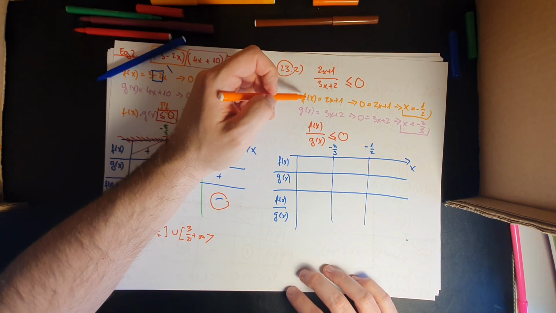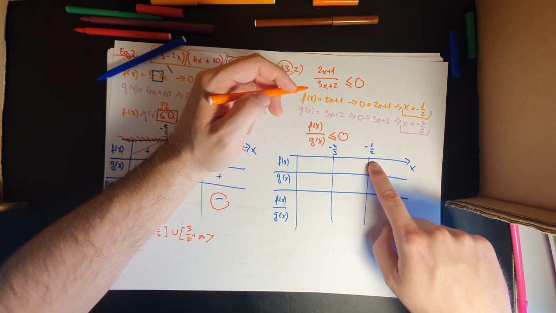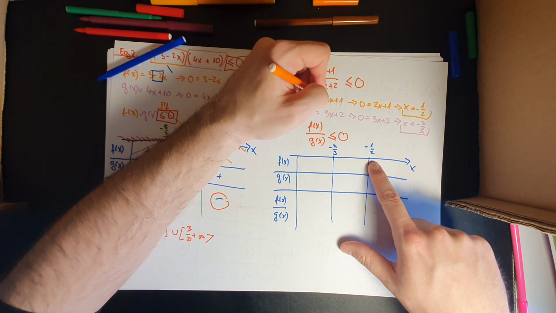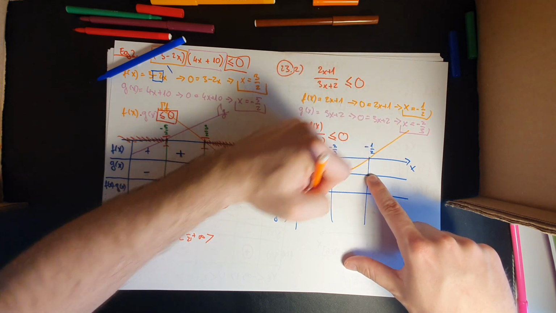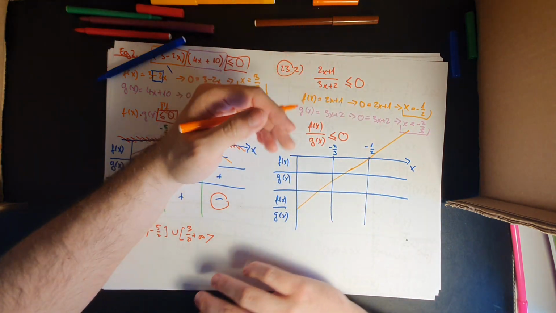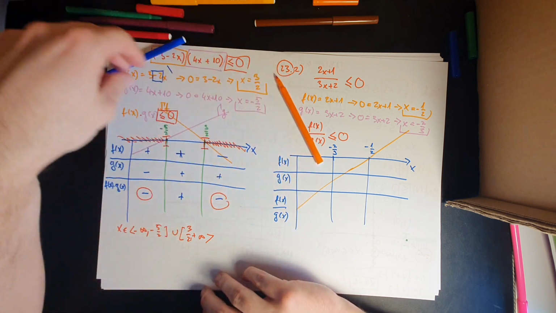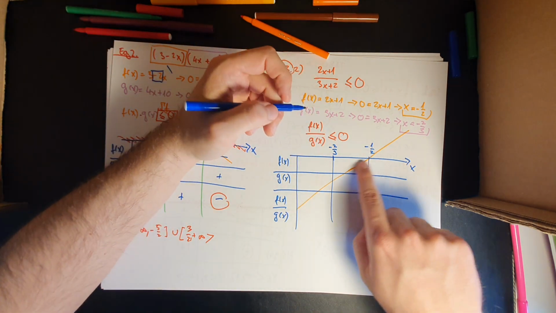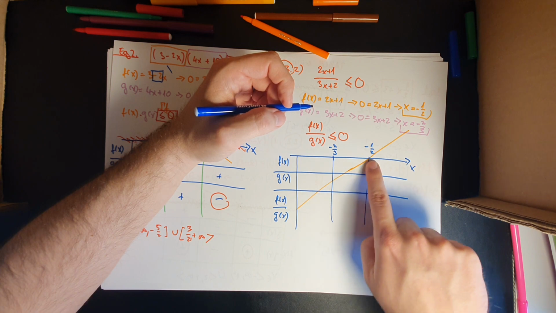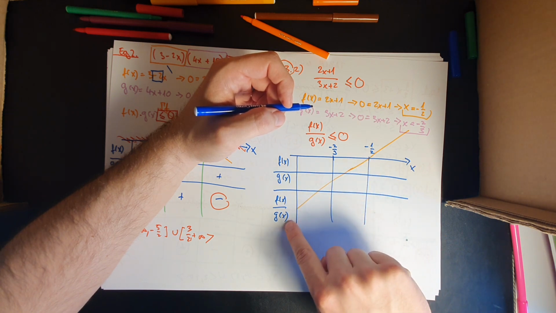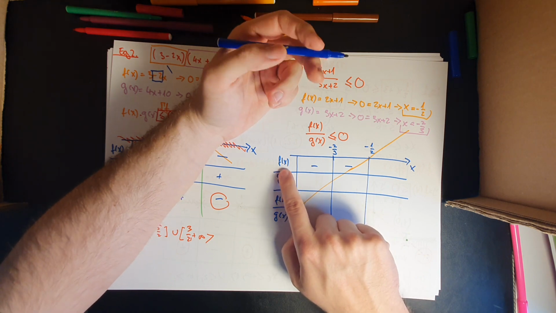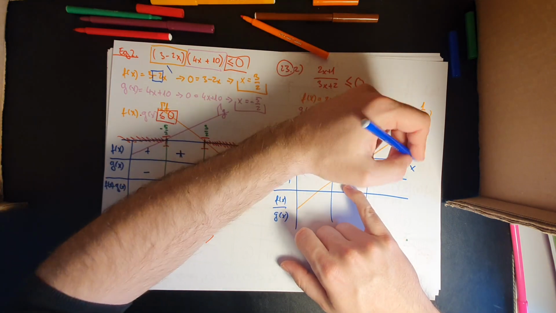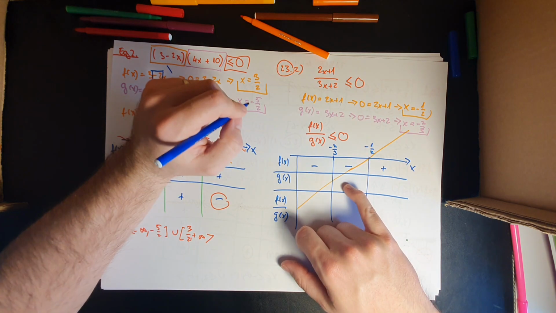So the graph of the function f goes through -1/2, and the slope is greater than 0, which means the graph is something like this. You can always draw it further, it doesn't matter. And let's see what's going on. In the first two cases, the graph is beneath the x-axis, so the values of the function are negative. While after -1/2, they are positive.